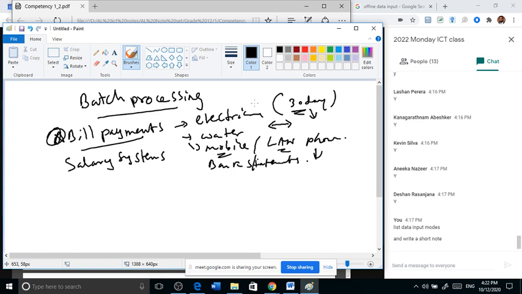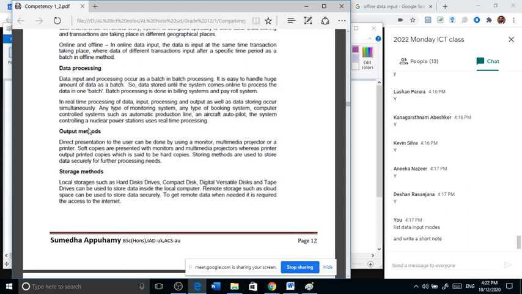There are two types of processing, batch processing and real time processing. So here mainly they have given the real time processing. In real time processing, data input, processing and output as well as data storing occurs simultaneously. Okay? So data input, processing, output and data storing will be done at the same time.